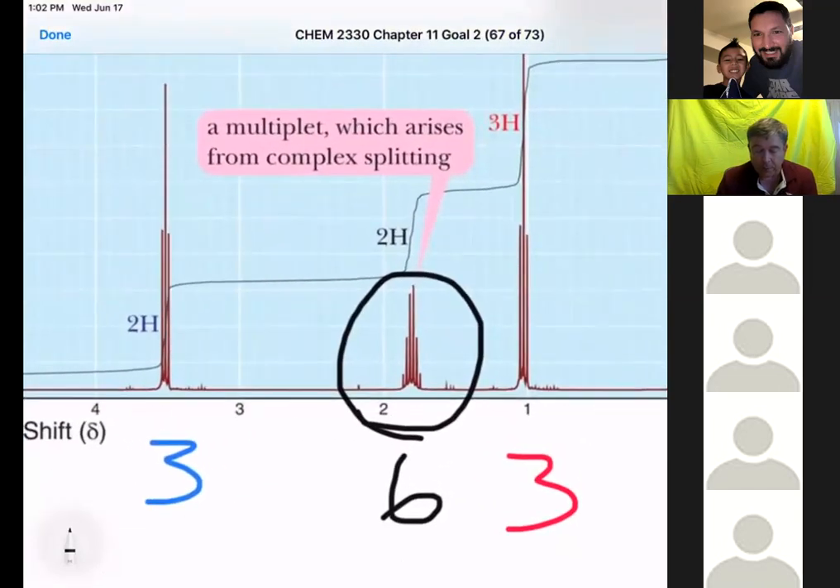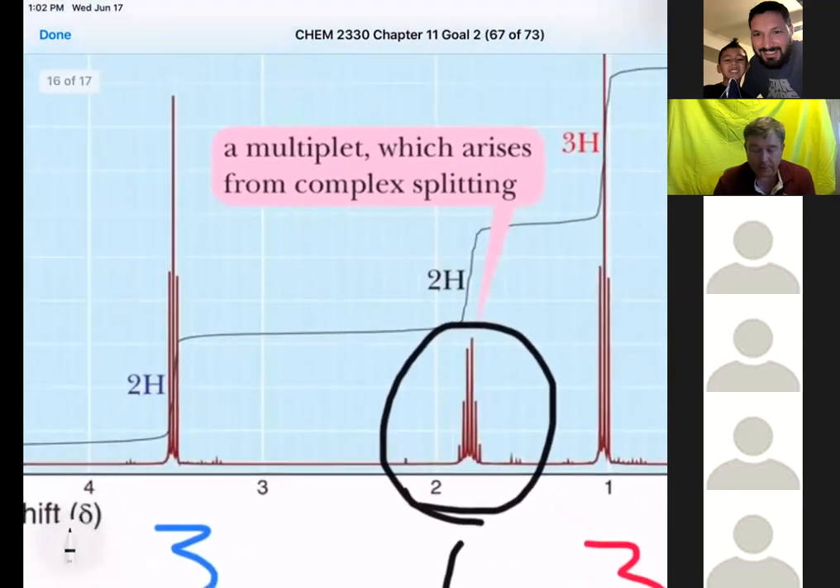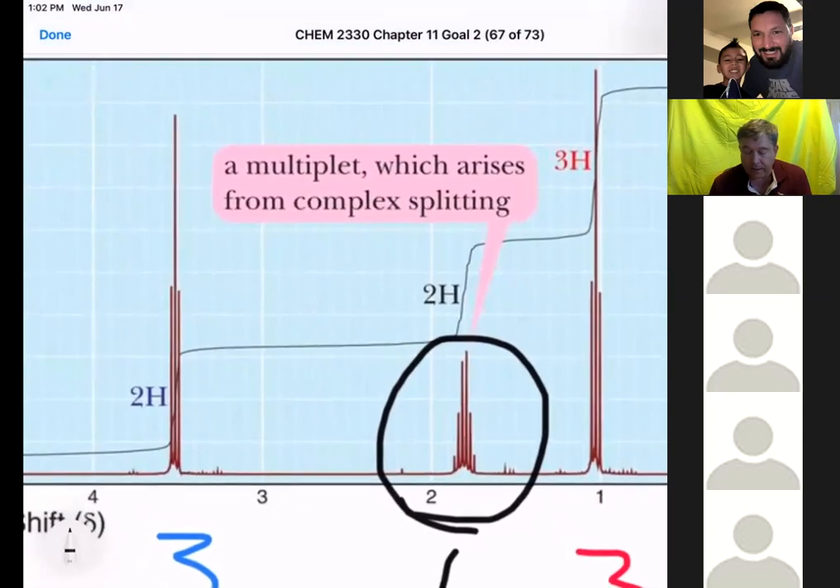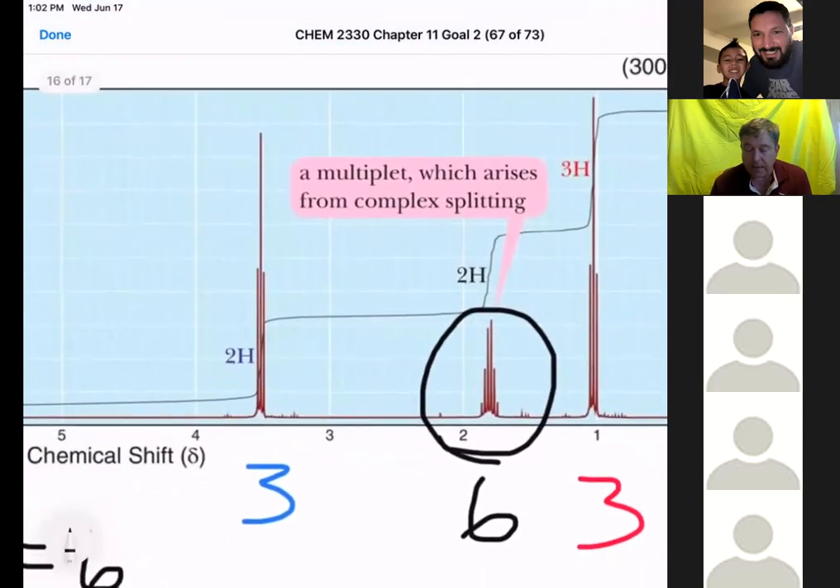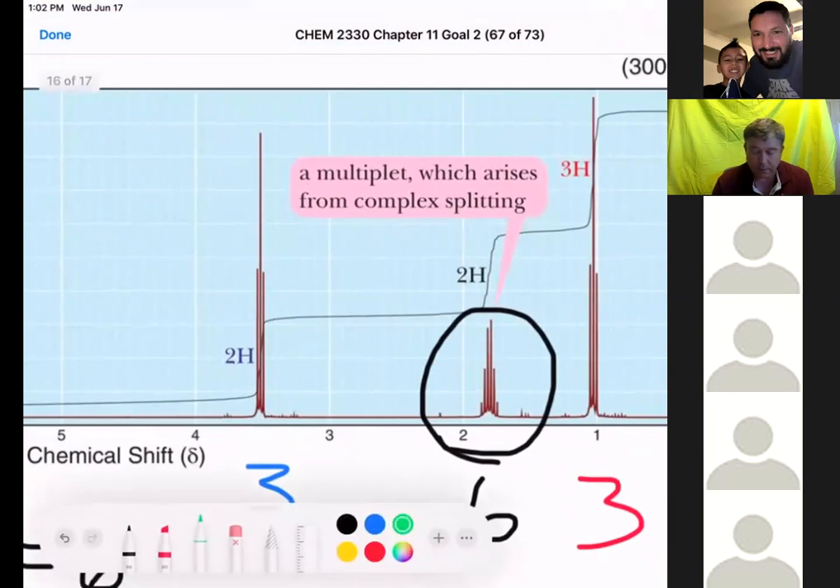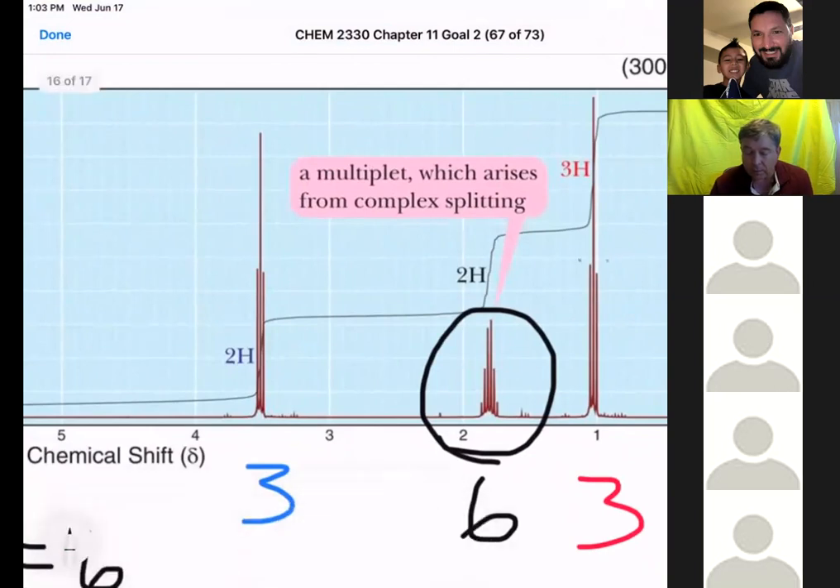So if we blow up our NMR, and this is actually how we do it on the computer too, we see that our first peak has 3 peaks, 1, 2, and 3. We see our second one has 1, 2, 3, 4, 5, 6. And we see our last one has 1, 2, 3. Okay, so we've applied all 4 of our rules. Okay, let's back it out.